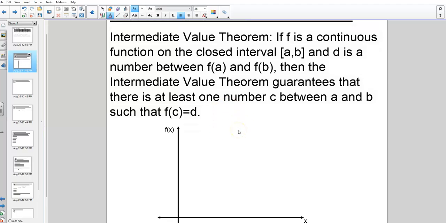All right, the intermediate value theorem is going to be one that keeps coming back up. They love to put these on the AP exam. Like you'll see one almost for sure.